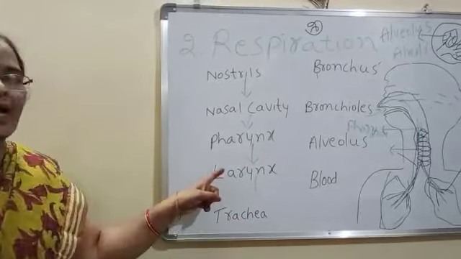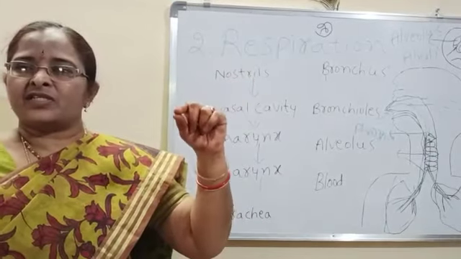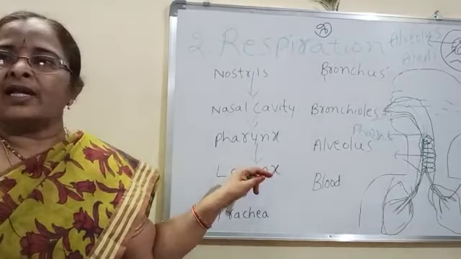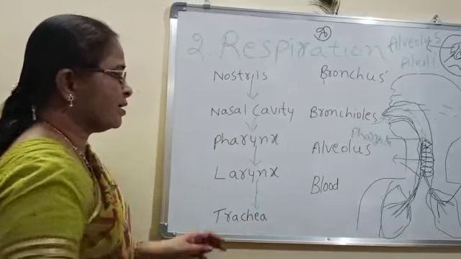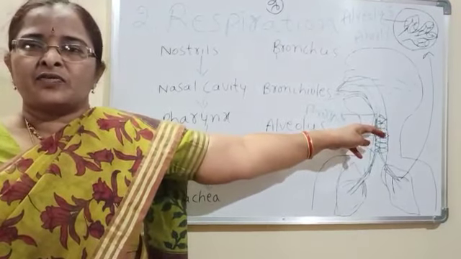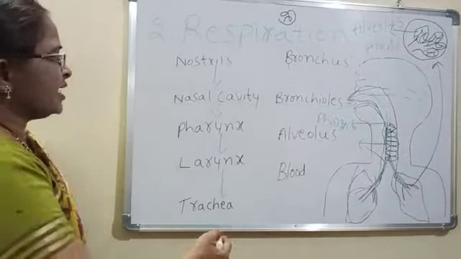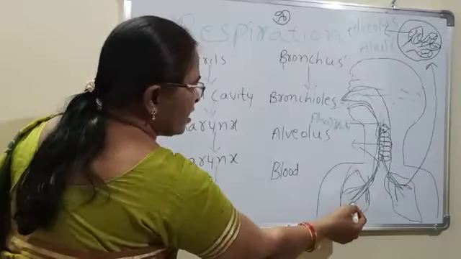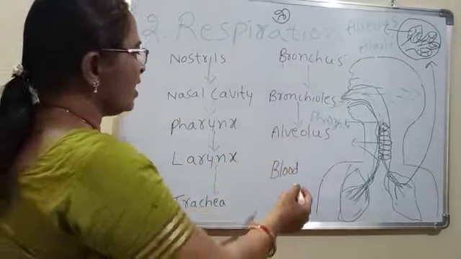Through the pharynx it will go to the larynx. Larynx is the sound box, through which we make sound, and the air going into the larynx will make the sound. Through the larynx it will go to the trachea. The trachea is the pipe, also called the windpipe, which is made up of cartilaginous bones. After the trachea it will go to the bronchus, through the bronchus into the bronchioles, and through the bronchioles the air enters into the alveoli.